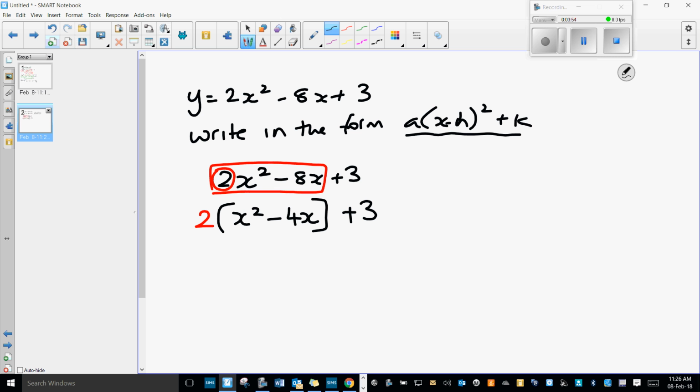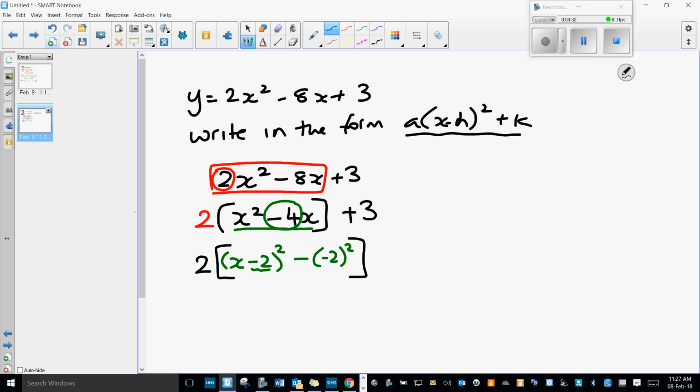I'm then going to open a big square bracket because now I need to complete the square on this part here. To complete the square, remember we focus on the number in front of the x and we halve it. So we will have x minus 2 all squared. We then have to subtract the square of this number here, so I'm going to write negative 2 squared just so we remember that that's where it's come from.